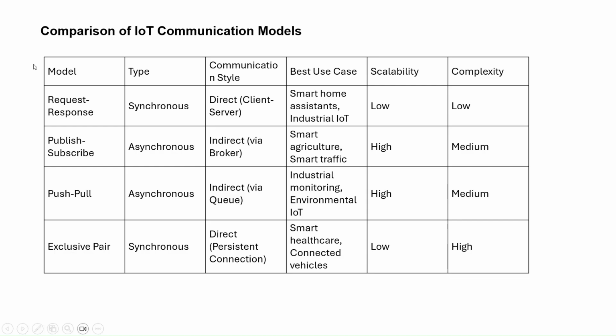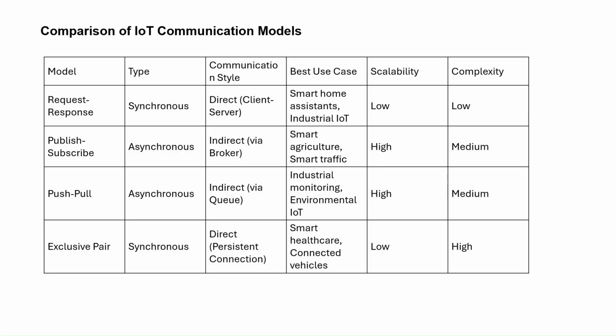And third one is the push pull. This is also an asynchronous communication because between the sender and the receiver, there is a buffer called queue where the sender pushes the data into the queue and the client takes the data from the queue. There is no direct communication between the sender and the receiver. Best use cases are industrial monitoring and environmental IoT. Scalability is high, complexity is medium.